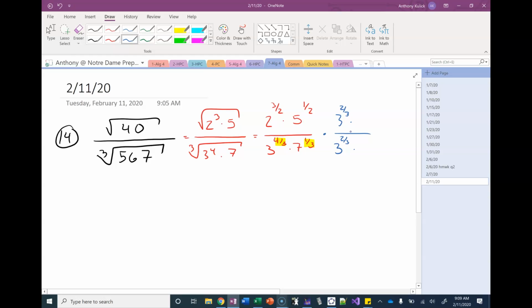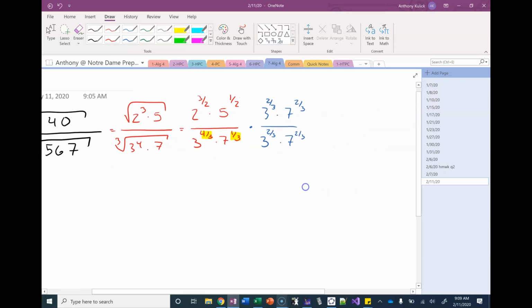Then I'm going to look at the 7 to the 1 third. The next whole number after 1 third is 3 thirds, or 1. So how many more thirds do I need there? 2 thirds. So I'll multiply the top and bottom by 7 to the 2 thirds. So in my numerator, I'm going to have 2 to the 3 halves, 5 to the 1 half, 3 to the 2 thirds, 7 to the 2 thirds. And the denominator, I'm going to have 3 to the 2nd and 7 to the 1st. Is that okay there? Yeah.